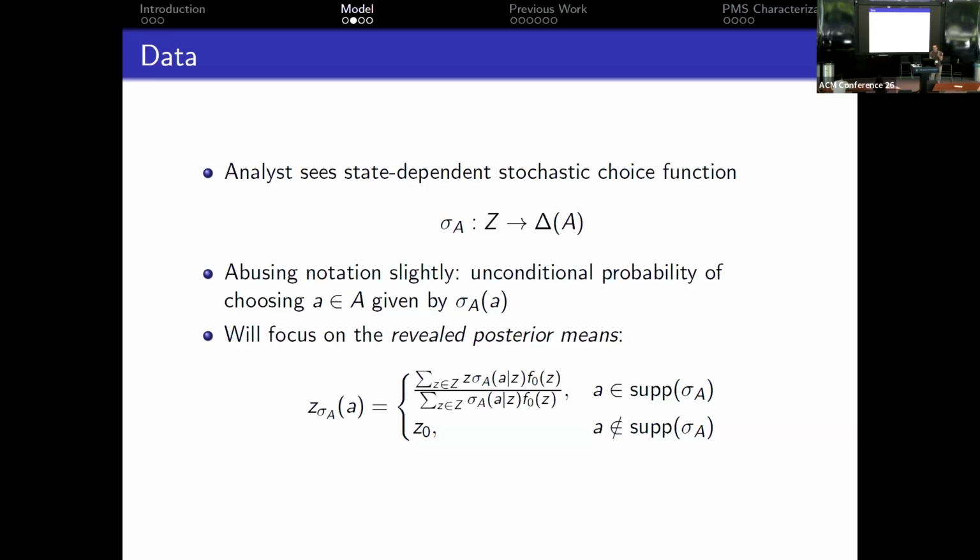And so you could think about there being one particular signal at which an action is being chosen. And then at that particular action, there would be a particular posterior mean. And that would be the revealed posterior mean in the data set.